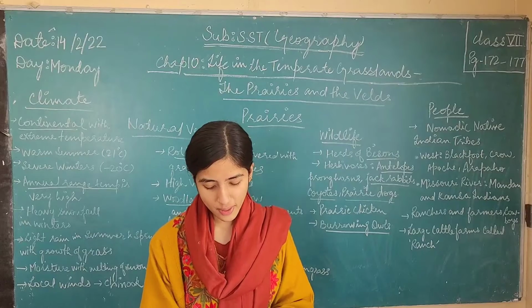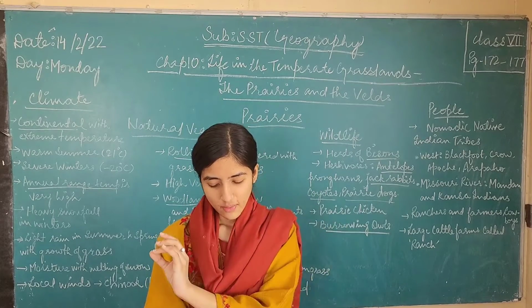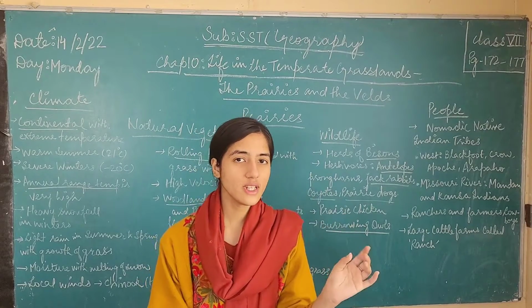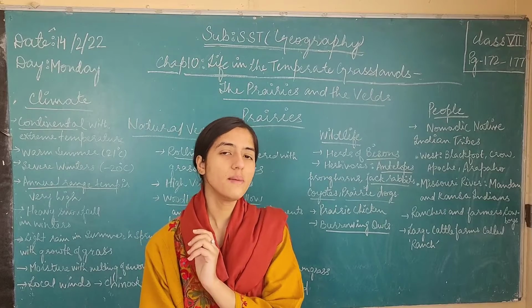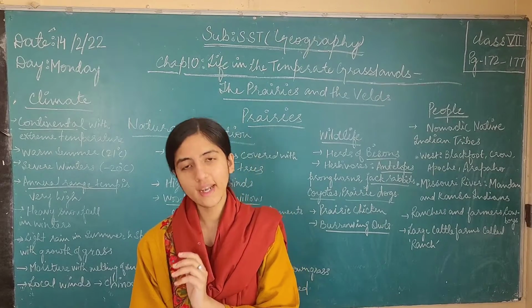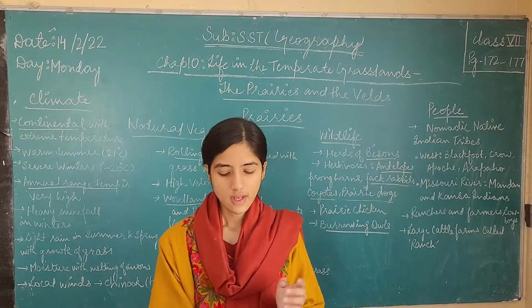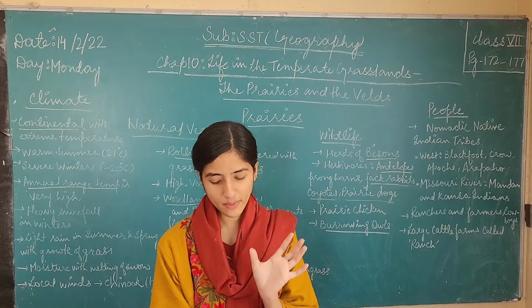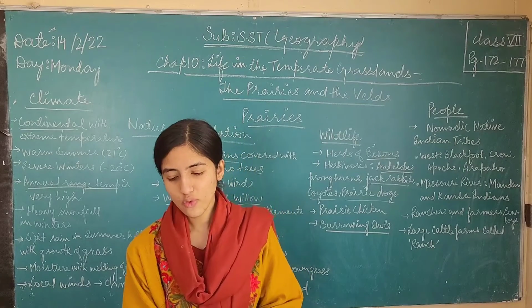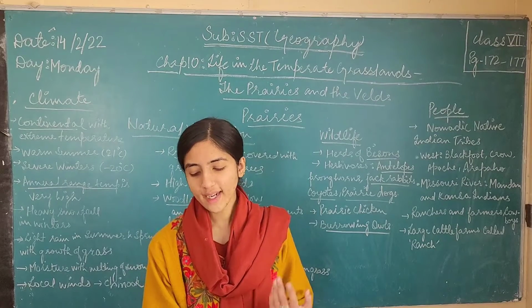These prairies extend between the Rocky Mountains and the Great Lakes. We have the Rocky Mountains in the west, and we have the Great Lakes and the Mississippi River in the east, right? So these temperate grasslands of prairies are located between the Rocky Mountains and the Great Lakes and Mississippi River. Then see that the topography of the prairies grasslands is flat and gentle sloping.